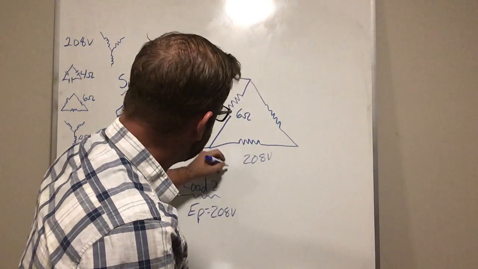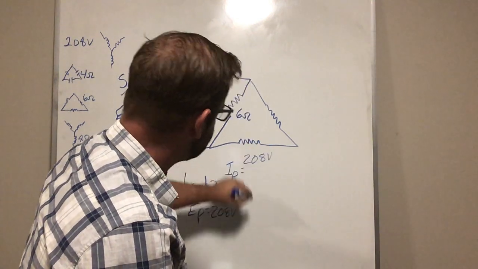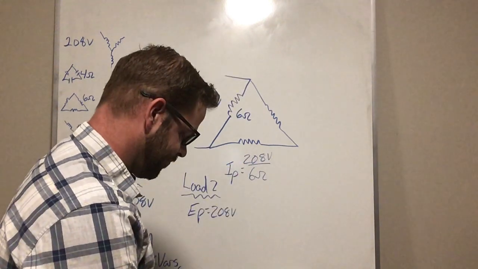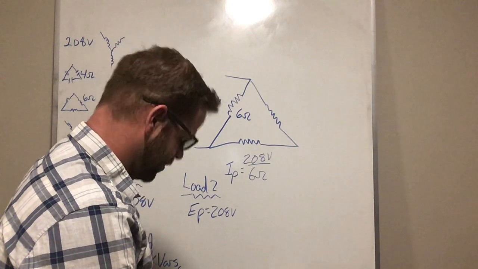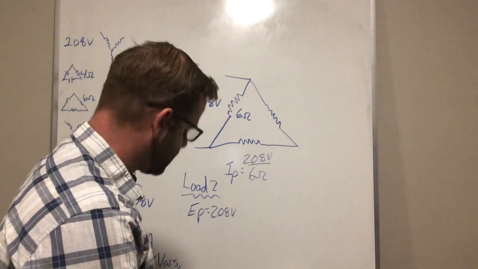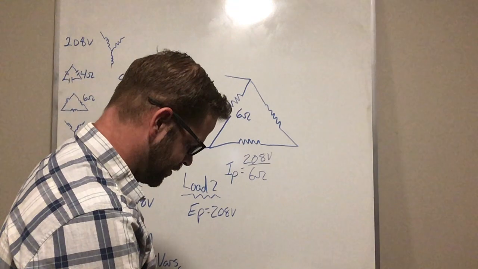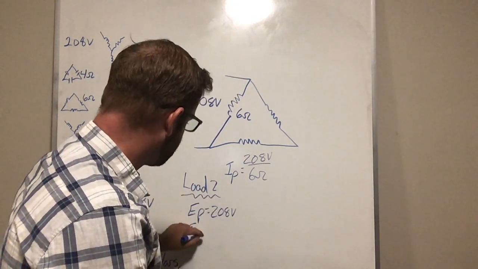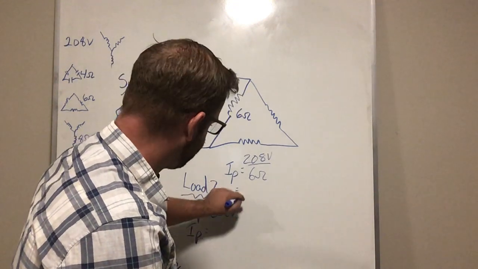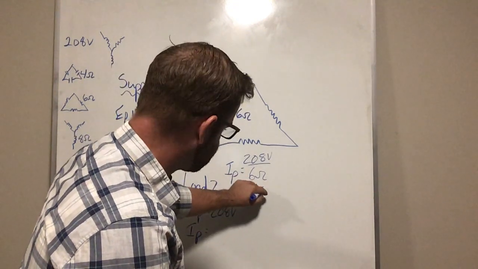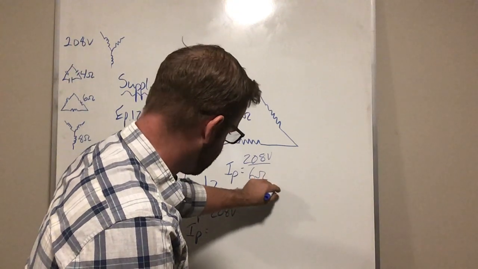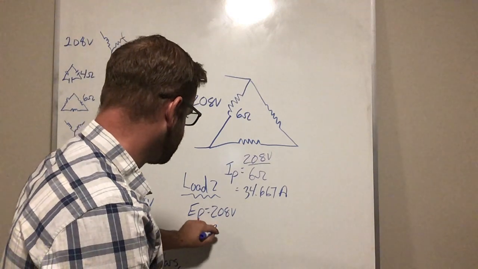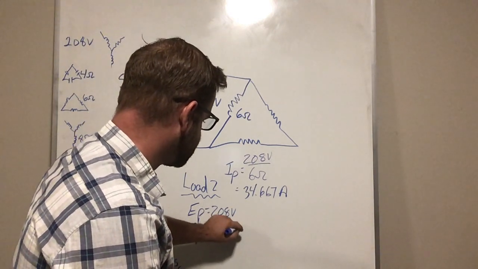If I want to find I phase, it is 208 volts divided by 6 ohms. So 208 divided by 6 gives us an I phase of 34.66, around 35 amps. So I phase here is 34.667.